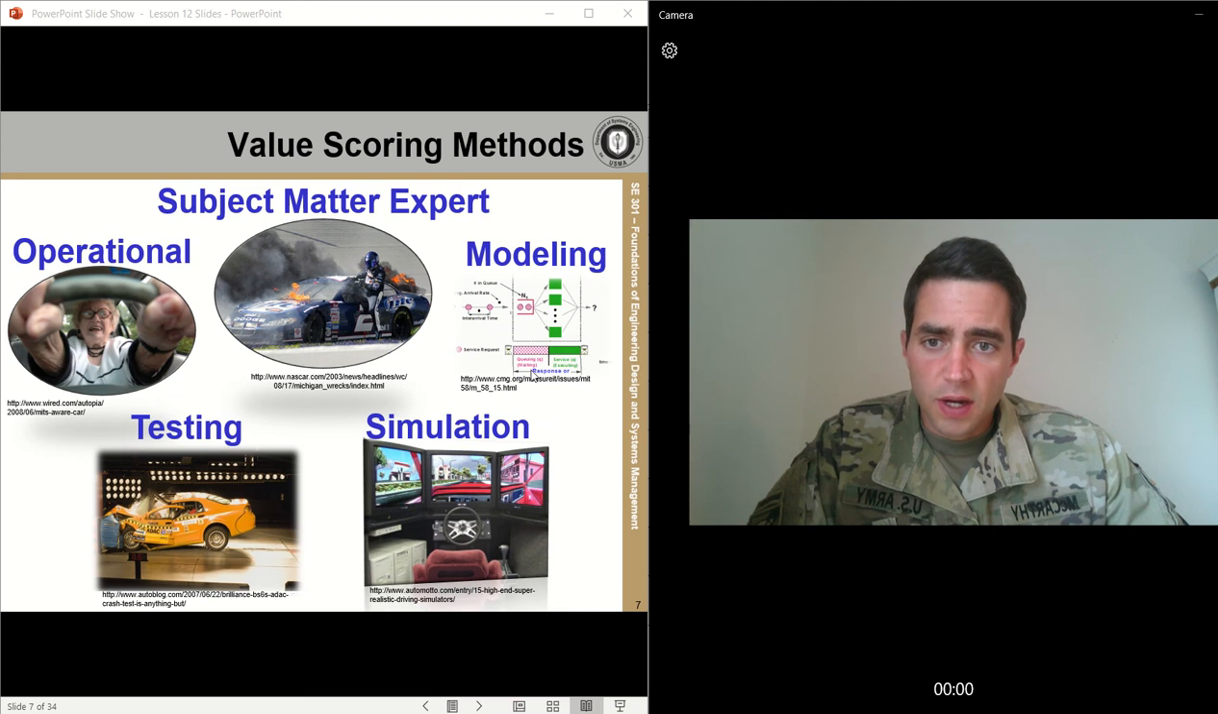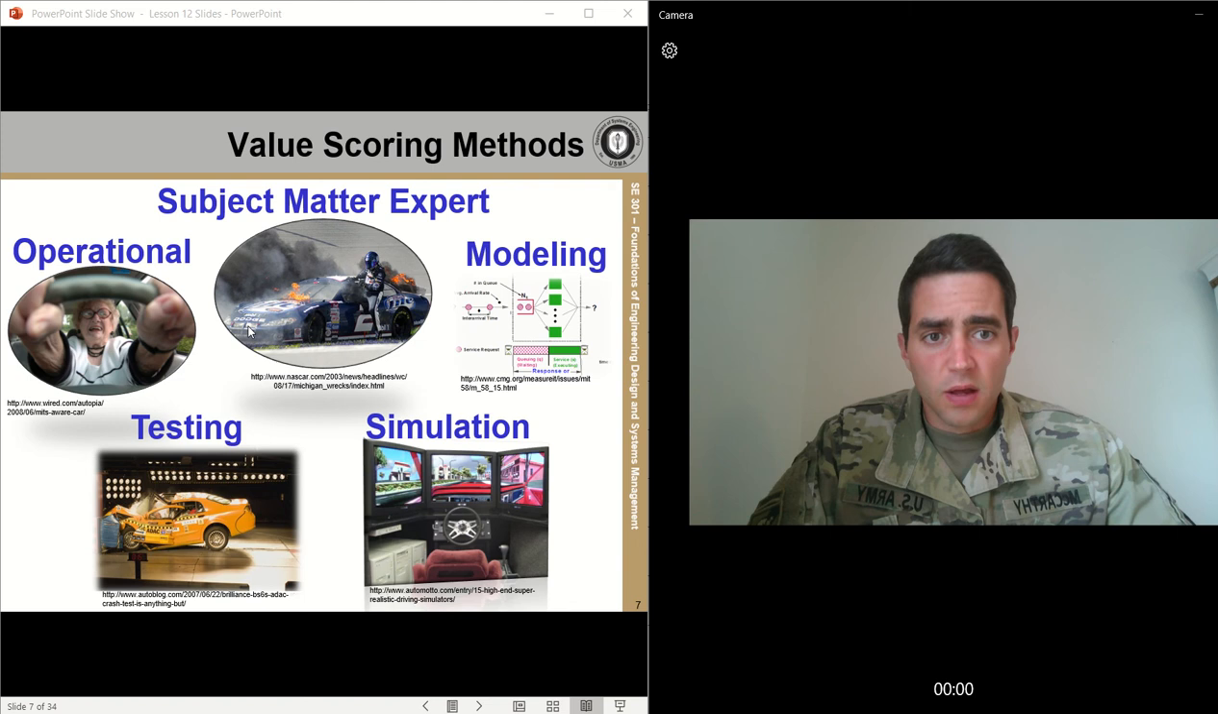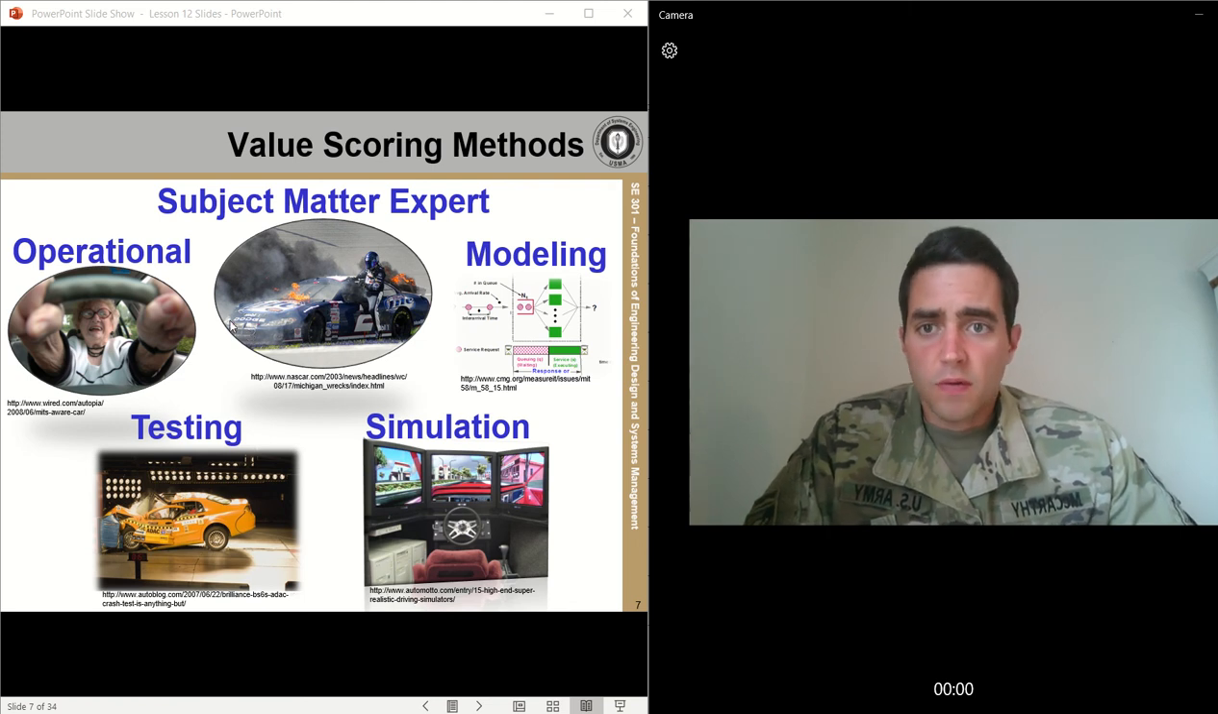Let's say in this class, more than likely you'll be using either operational data, because this can be gathered from various sources, or subject matter expertise, where you ask someone that's familiar with the system and they can give you the data in order to fill your value model or additive value model, so you can determine overall value scores.